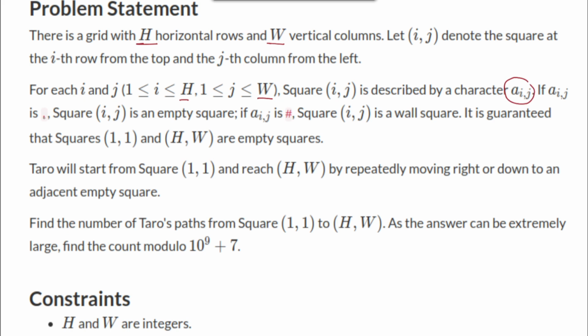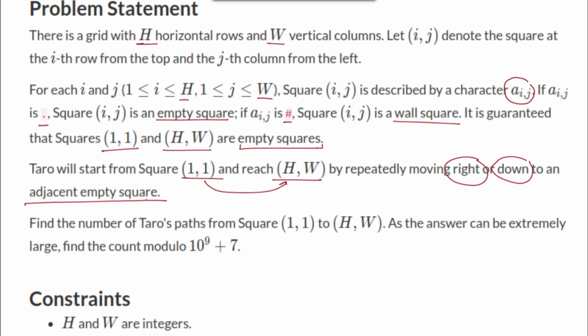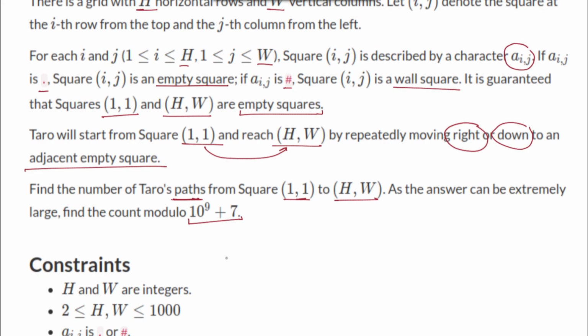If a(i, j) is a dot, then that square is an empty square, and if it is a hash, then that square is a wall square. It is guaranteed that the squares (1, 1) and (H, W) are empty squares. Taro will start from square (1, 1) and reach (H, W) by repeatedly moving right or down to an adjacent empty square, and we need to find the number of unique paths from (1, 1) to (H, W). Since the answer can be extremely large, we need to print the answer modulo 10^9 + 7.